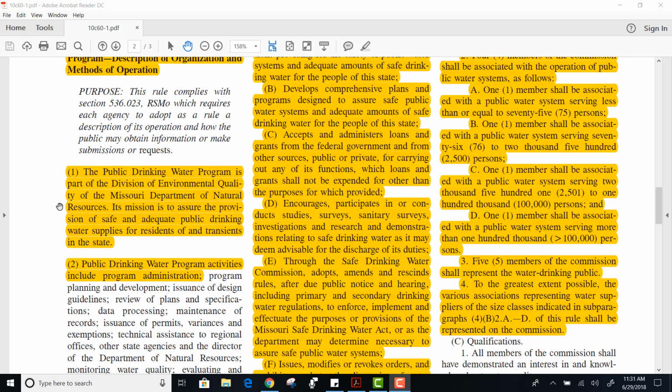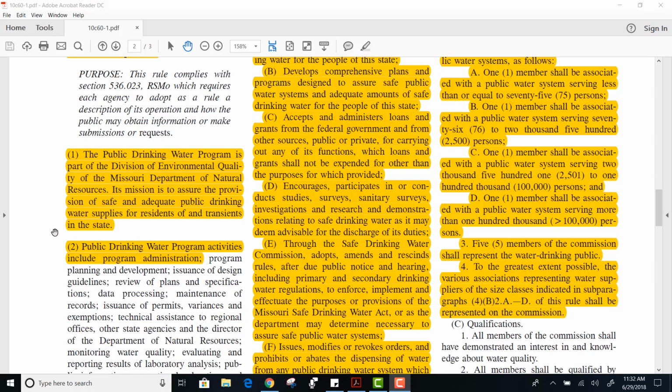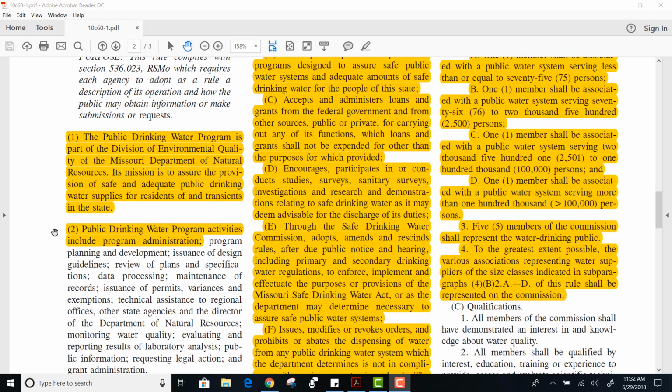Its mission is to assure the provision of safe and adequate public drinking water supplies for residents of and transients in the state. Operator certification, you'll find that systems are classified as community systems, non-community, transient, non-transient. You'll have to learn some of that, but you won't be dealing with most of that anyway.